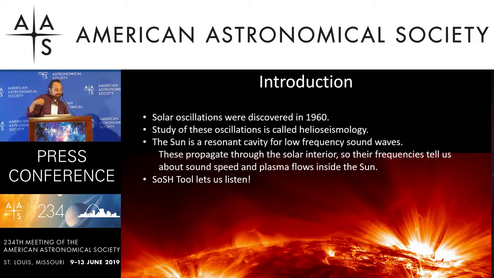So, the oscillations that Sasha was talking about were actually first discovered in 1960, when it was seen that the surface of the sun was moving up and down with a period of about 5 minutes. And eventually it was decided that this oscillation was explained as the result of sound waves trapped in the solar interior. So yeah, that's right.